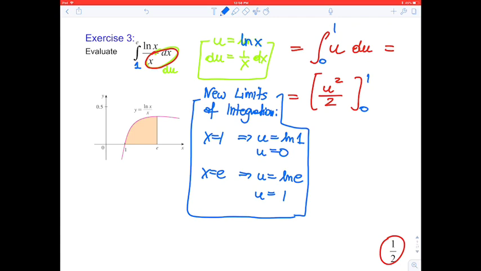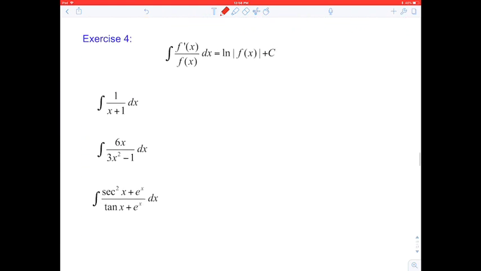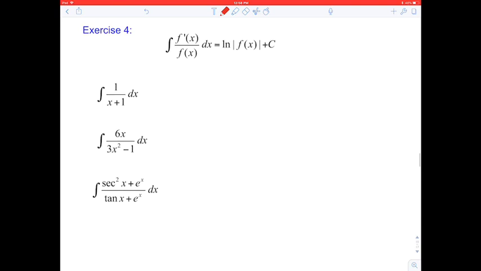Now let's substitute 1 and 0: 1 squared over 2 minus 0 squared over 2. Of course, we don't have to put the 0. Simply 1/2. It matches my answer. Really nice integral, with a few important components. Let's keep integrating.